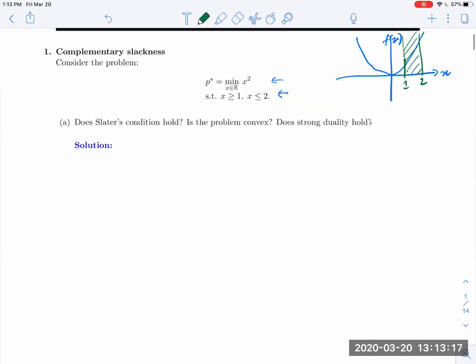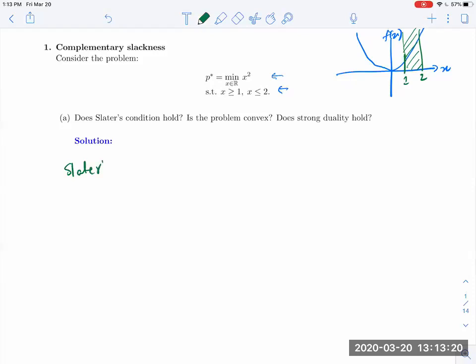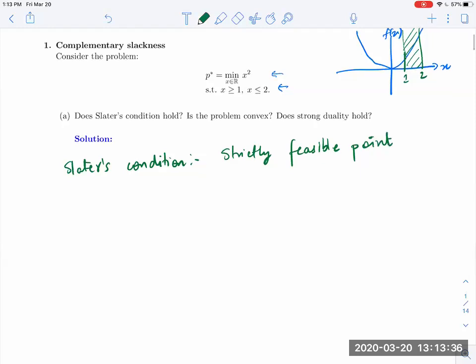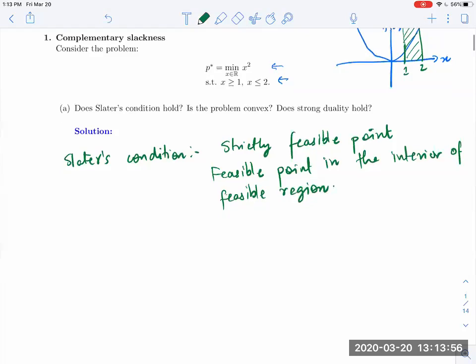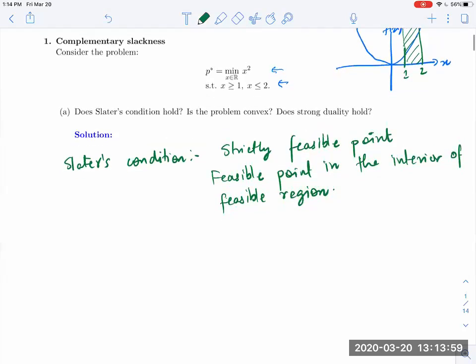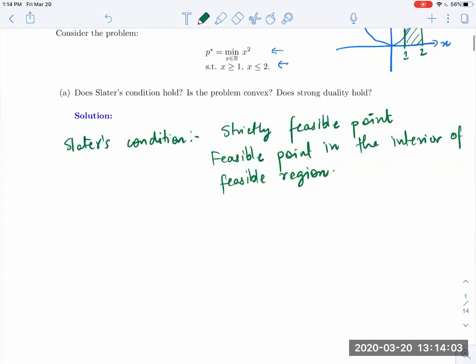Okay, sure. So Slater's condition. There's the hard version and the easy version. The easy version is what you would require for this course. So you want a strictly feasible point. What does that mean? You want a feasible point in the interior. For this course, it's sufficient to just consider the interior of your feasible region. What it says is you should have at least one point that lies in the interior of your feasible region. There are multiple ways to interpret this.